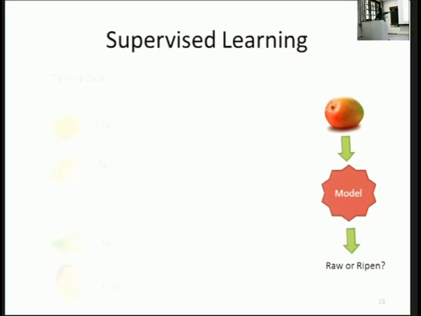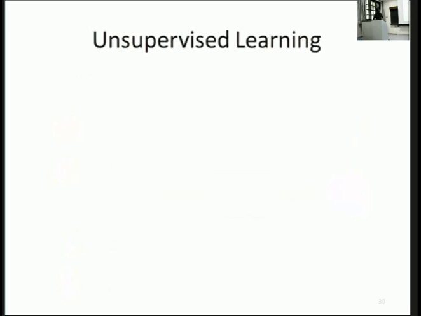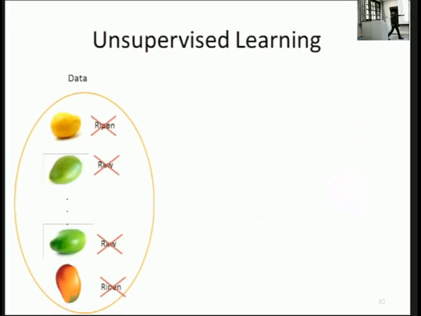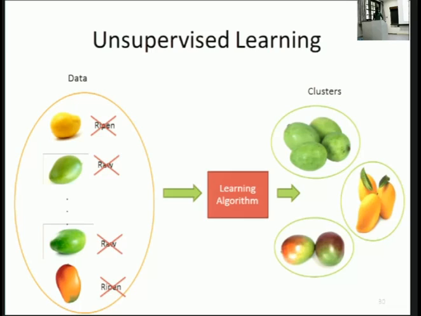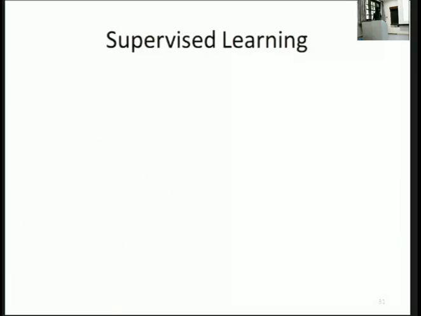You are given the label also. Now, in unsupervised learning, you don't have the label. You just have the mangoes, and you give them to the algorithm and it comes up with clusters. It says these green ones go in one cluster, and they'll probably put different kinds of mangoes in different clusters. So unsupervised learning doesn't have the label. It tries to find patterns. It tries to cluster, not necessarily cluster, there are other ways, but mostly it clusters these mangoes. So that is unsupervised learning.